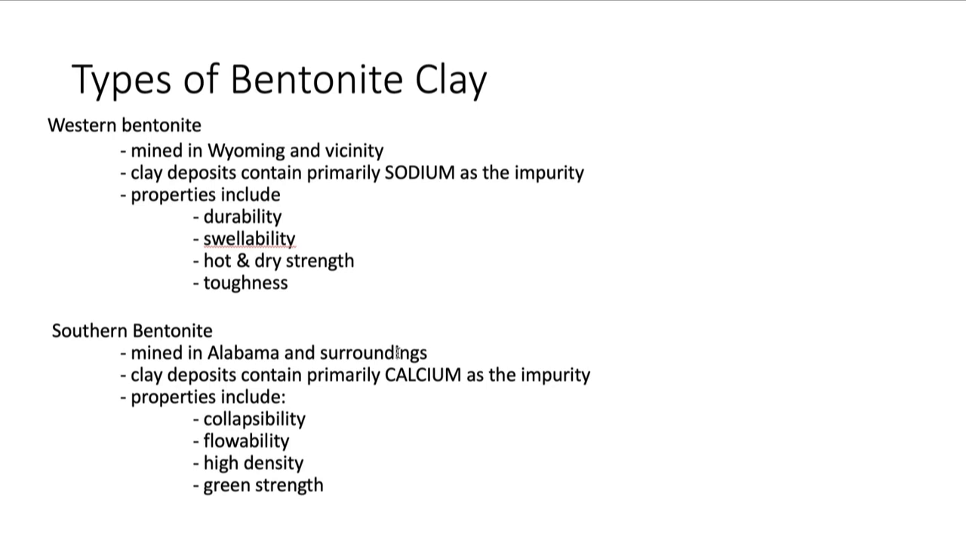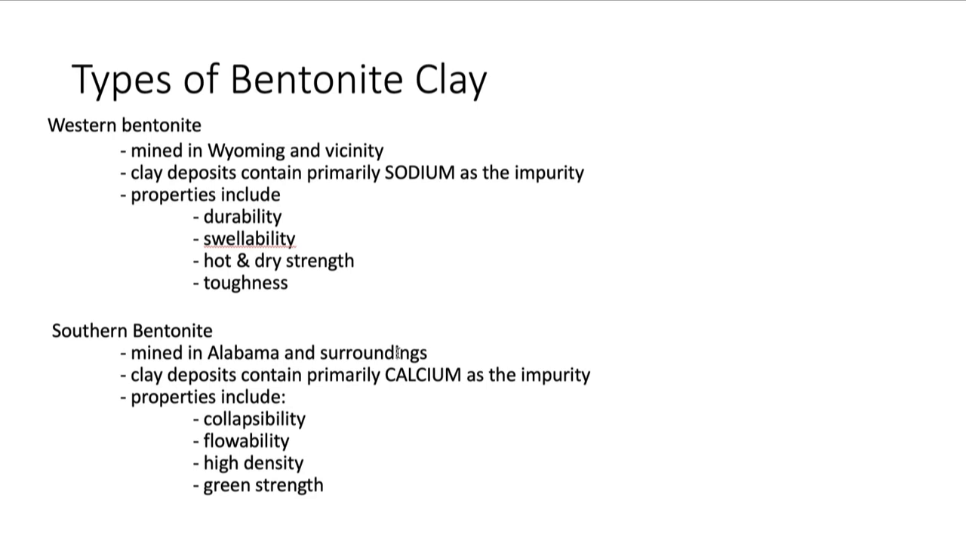Okay, Southern bentonite is used in lower temperature materials, typically where you need a lot of green strength, which would be stuff like aluminum or brass. But you might do a combination of the two, and then get some of the benefits of both.